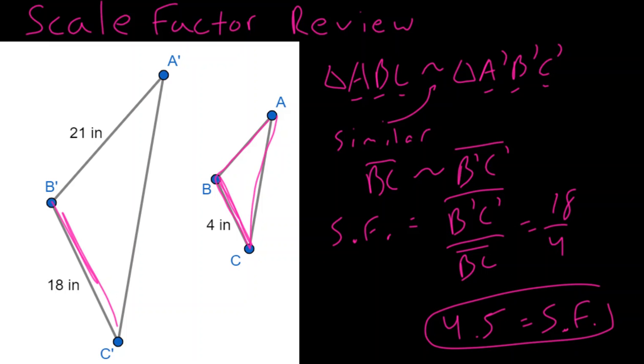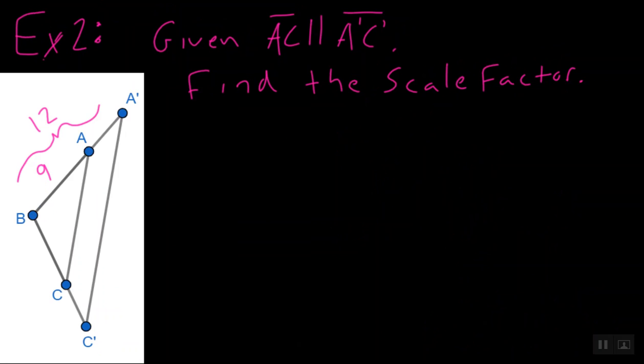And this would even allow us to find this side if we wanted to. You'd simply do 21 divided by 4.5 to get to your missing side. Alright, so to go from your smaller shape to your larger shape, you multiply by 4.5. To go from your larger shape to your smaller shape, you divide by 4.5. Easy. Let's move on. Okay, here we have example 2, and we're given that AC is parallel to A prime, C prime.